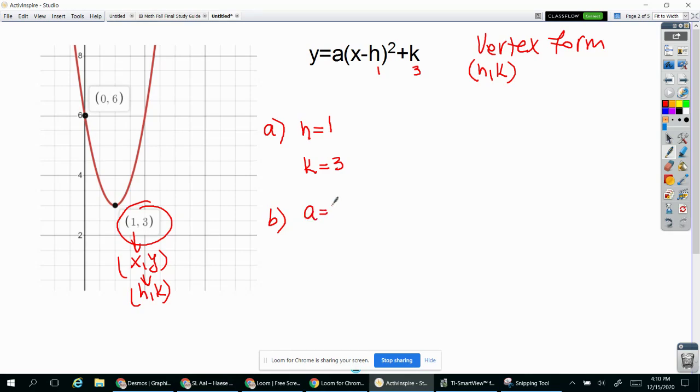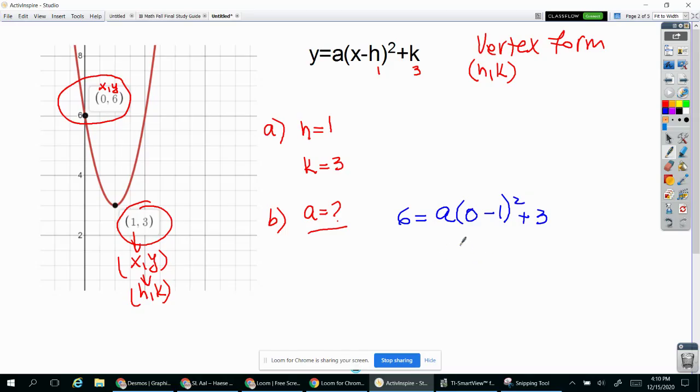Now, the next question is asking what is a. To find a, we're going to use the second piece of information, the y-intercept (0, 6), which means when x is 0, y is 6. I'm going to substitute that into this equation. So 6 equals a times my x, which is 0, minus my h, which is 1, squared, plus our k, which is 3.